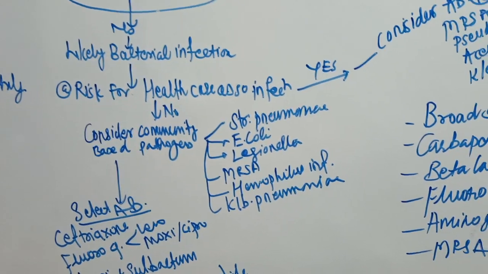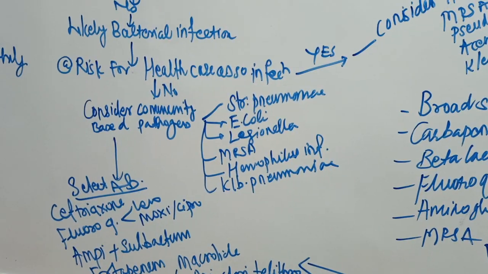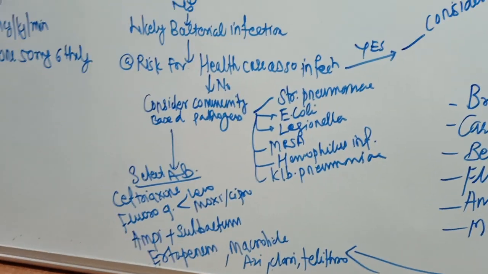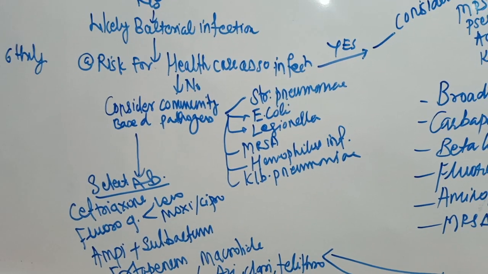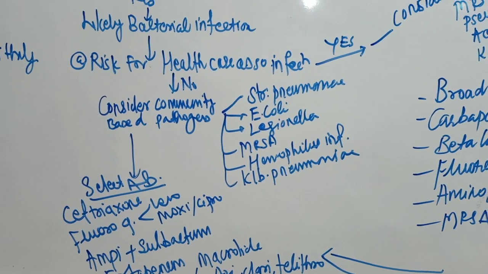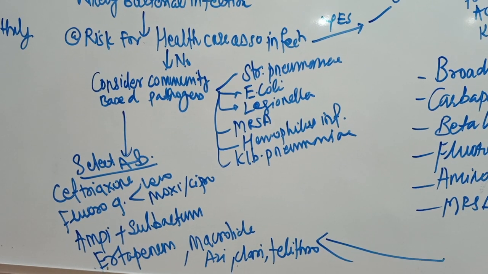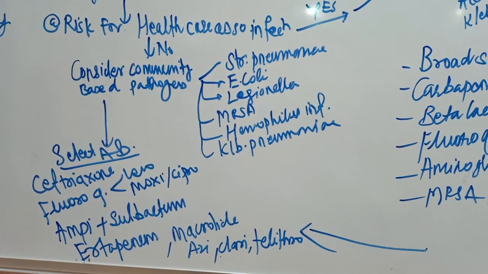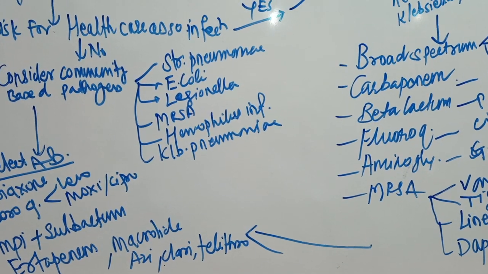which include Streptococcus pneumoniae, E. coli, Legionella, MRSA, Haemophilus influenzae, Klebsiella, etc. So select antibiotics depending upon this. Most commonly, we select antibiotics like ceftriaxone, fluoroquinolones like levofloxacin, moxifloxacin, ciprofloxacin, ampicillin-sulbactam combination, ertapenem, meropenem, some macrolides like azithromycin, clarithromycin, and telithromycin.